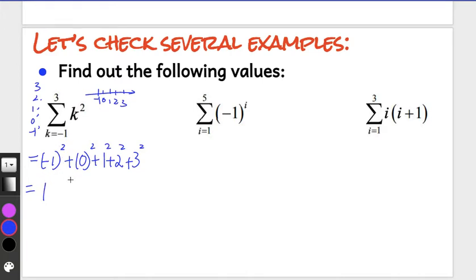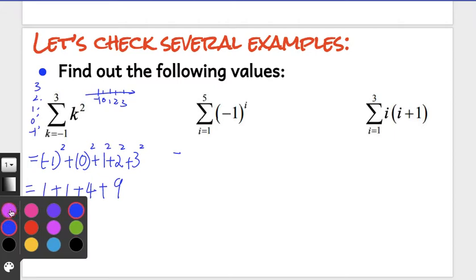And then let's just do the math here. So -1 squared is 1, 0 squared is 0, so we can just skip that. 1 squared is 1, 2 squared is 4, 3 squared is 9. And all we need to do is add every one here together. 1 plus 1, 2. 2 plus 4, 6. And then the final answer is 15. Okay, that's it.